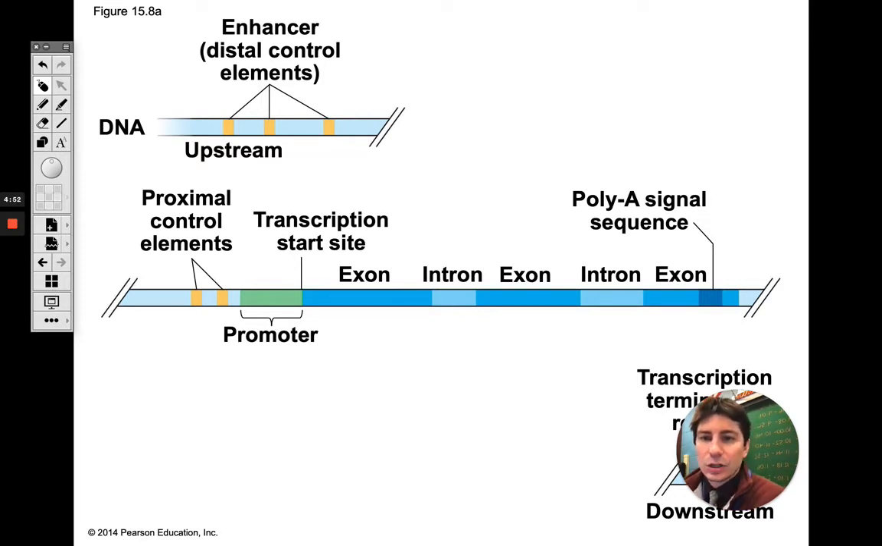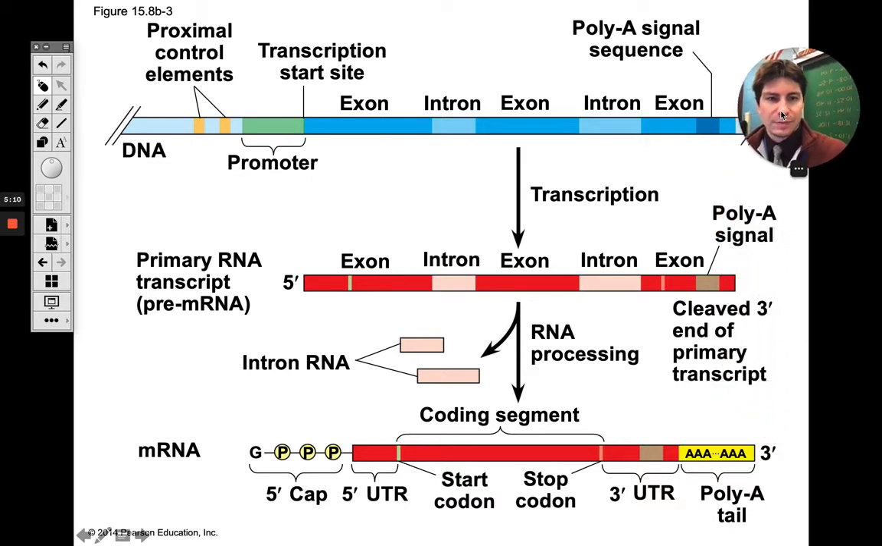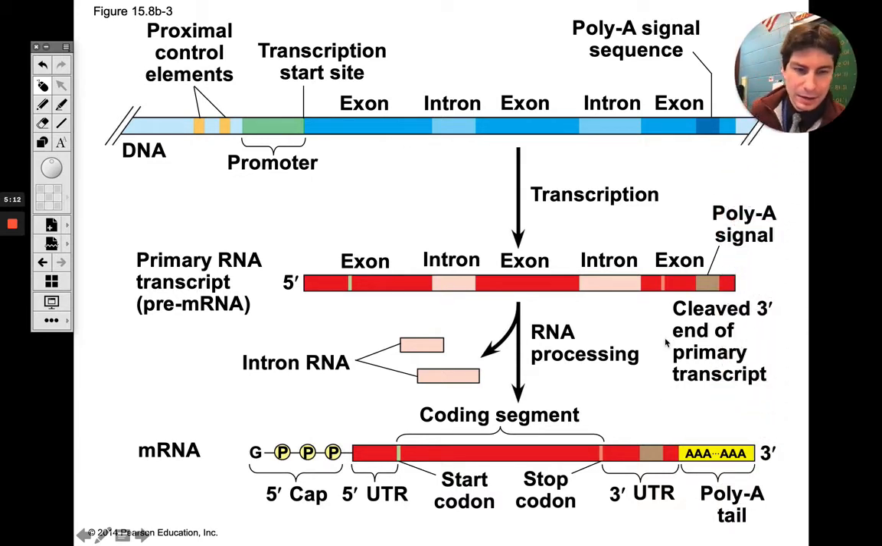So we are going to have control elements that are going to be upstream from our promoter. Our goal is to get the introns out. If you remember that from last chapter, we want to get these introns out. We have our 5' end and our 3' end. You remember our poly A tail there. But what we're going to be doing, like I said, is cutting all of our introns out.